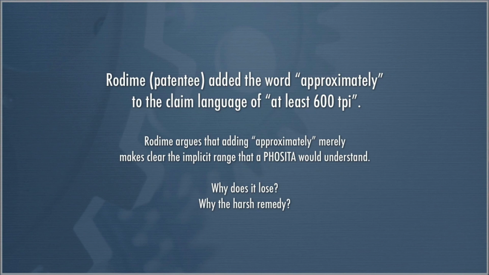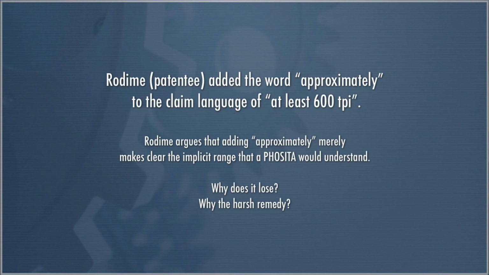Right? So there's an ironclad rule about reexamination that you can't broaden a claim. The key claim language here was at least 600 TPI. And during reexamination, the patentee added the word approximately to that claim language. So instead of reading at least 600 TPI, it now read at least approximately 600 TPI.